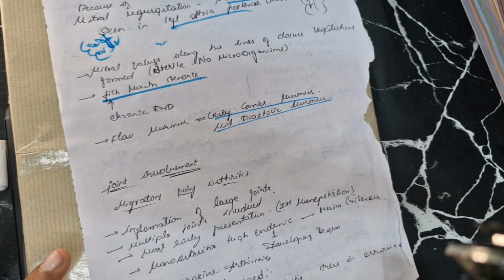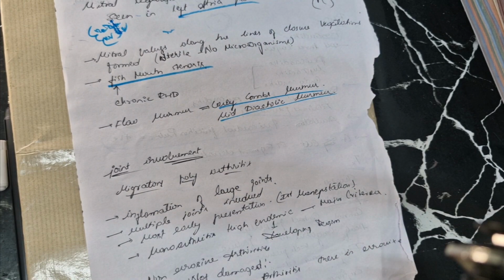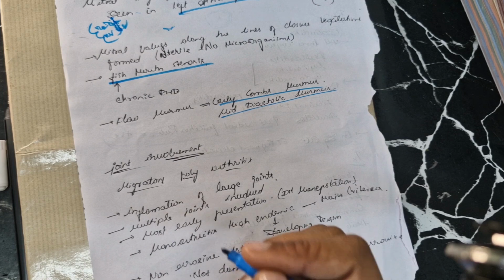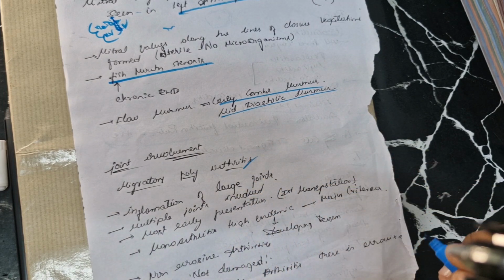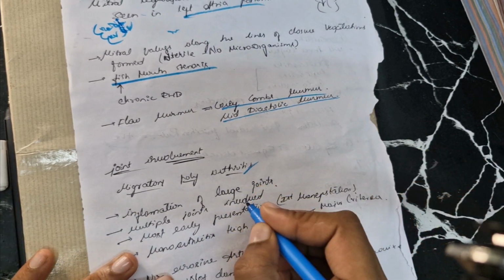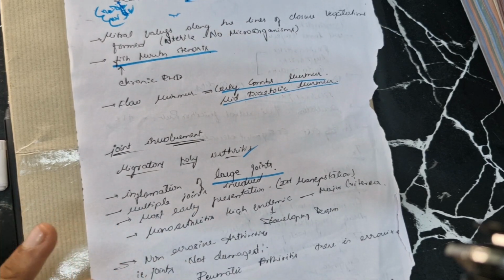Next, coming to joint involvement in ZONES. J for joint. In joint involvement, there will be migratory polyarthritis, where there will be inflammation of all the large joints. Multiple large joints are involved.